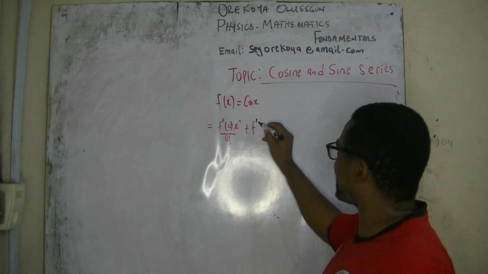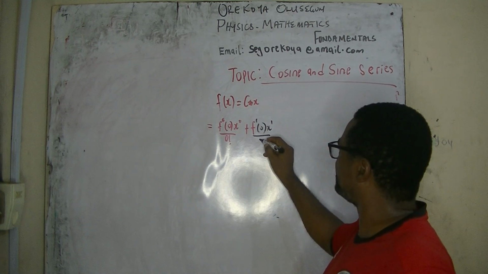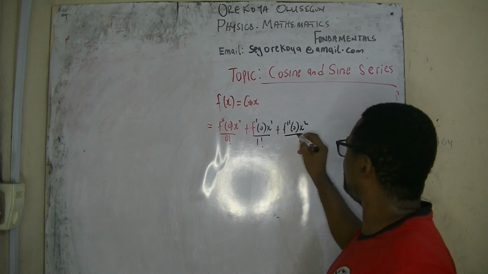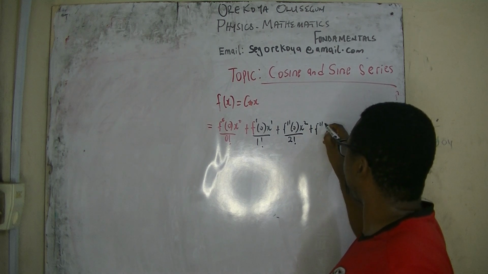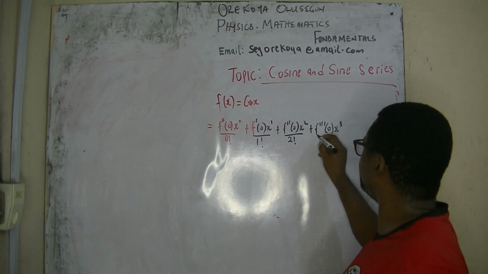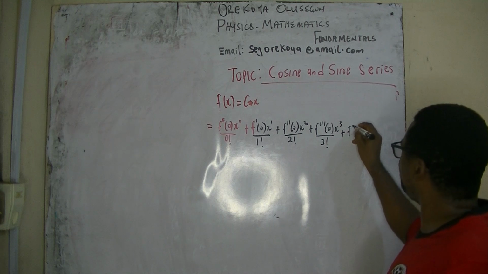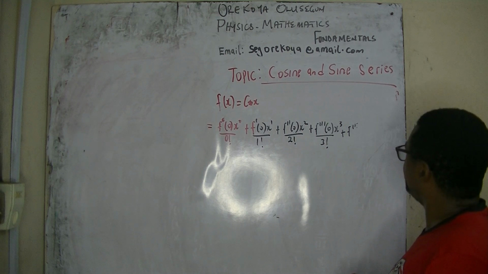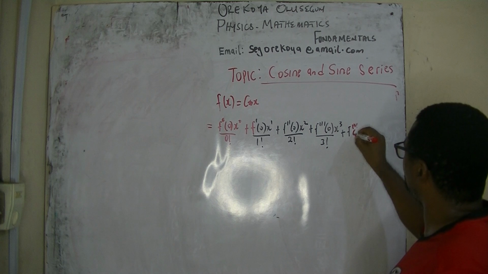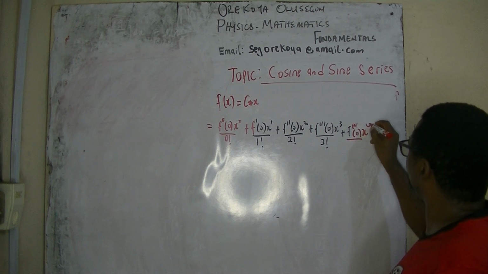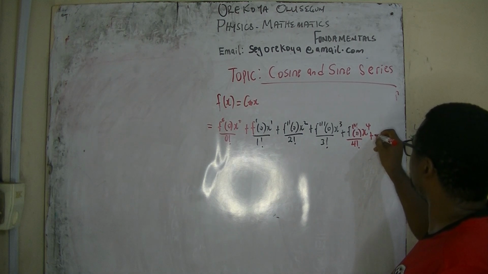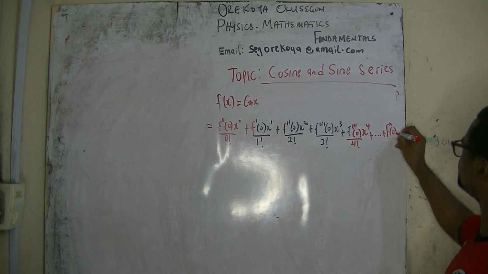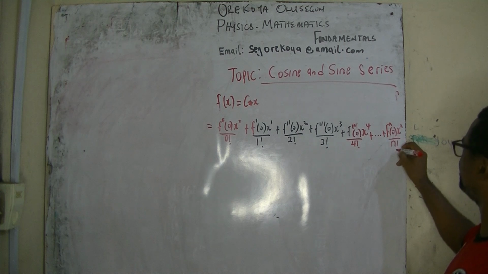So then plus f prime of 0 x raised to power 1 all over 1 factorial, plus f double prime of 0 x raised to power 2 all over 2 factorial, plus f triple prime of 0 x raised to power 3 all over 3 factorial, plus the fourth derivative of 0 x raised to power 4 all over 4 factorial, then the addition continues up to the nth derivative, that is f nth of 0 x raised to power n all over n factorial.